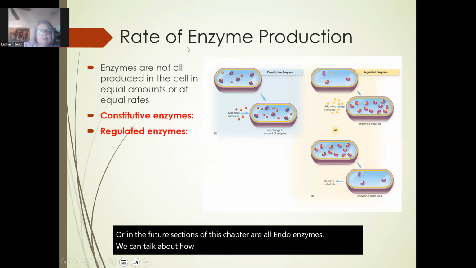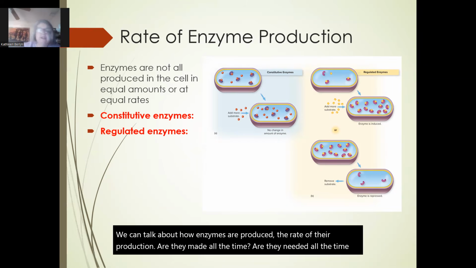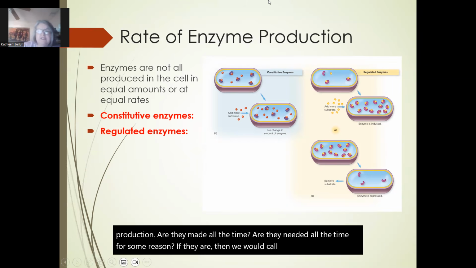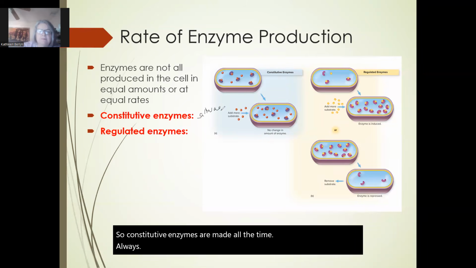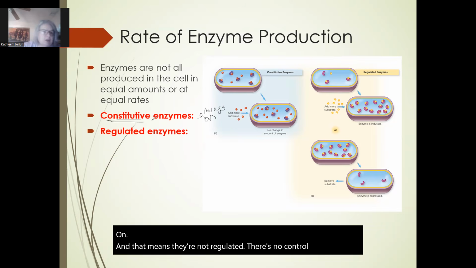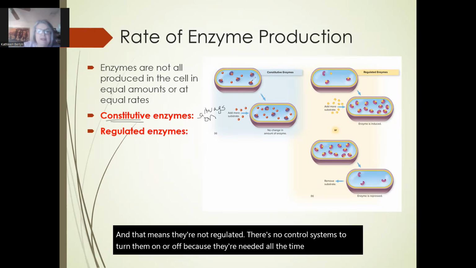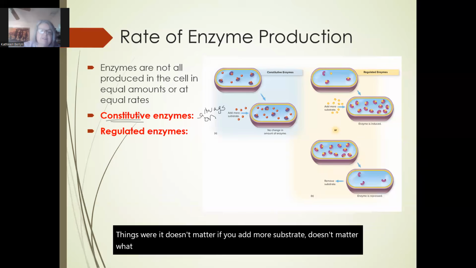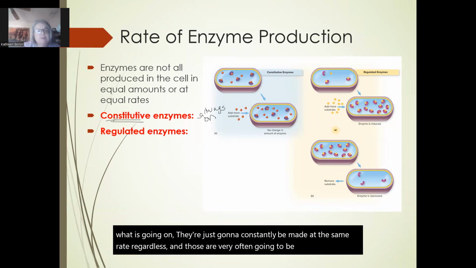We can talk about how enzymes are produced, the rate of their production. Are they made all the time? Are they needed all the time for some reason? If they are, then we would call that constitutive. So constitutive enzymes are made all the time, always on. And that means they're not regulated. There are no control systems to turn them on or off because they're needed all the time. It doesn't matter if you add more substrate, doesn't matter what is going on, they're just constantly being made at the same rate regardless. Very often those are things like, in human cells, beta actin and some of the structural proteins, the microfilaments, those kinds of things that are constantly needed by the cell.